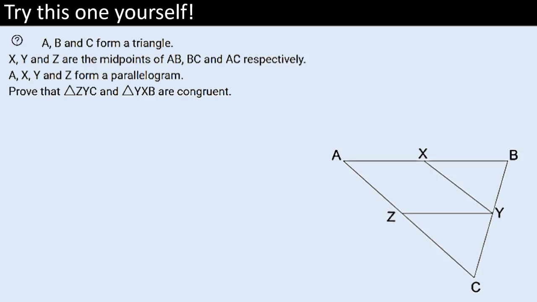Okay. So we got ABC forms a triangle. Yes, it does. We got X, Y, and Z are midpoints of AB, BC, and AC, respectively. And we've got AXYZ form a parallelogram. We want to prove that Z, Y, C, so this triangle here, and Y, X, B, so this triangle up here, are congruent.